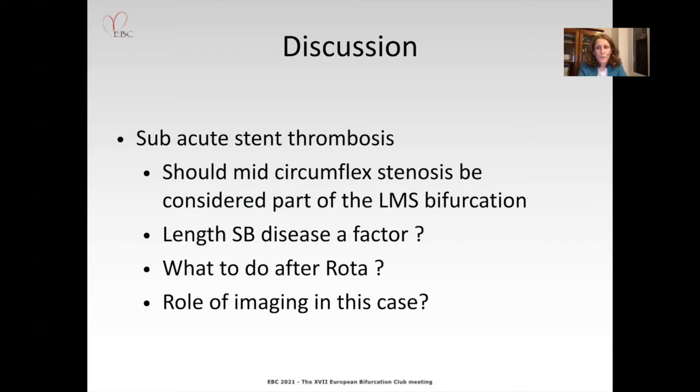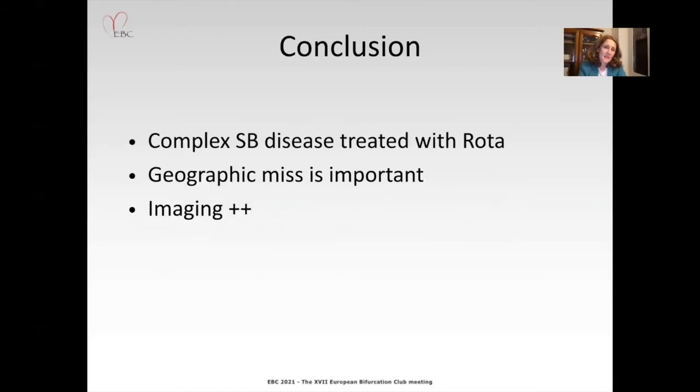And could imaging play a role in this case? Would it have changed this case? Could it have been an argument for going that extra step in the stepwise provisional approach? So we've seen a case of a complex distal left main, calcified lesion, pre-treated with a Rotablator. And in such cases where we have complex side branch disease with a relatively long segment of disease, and if we're going to pre-treat with a rota, the geographic miss is important.